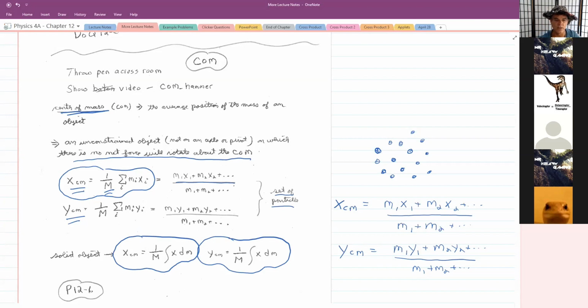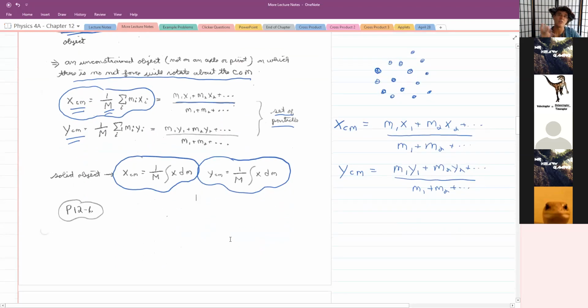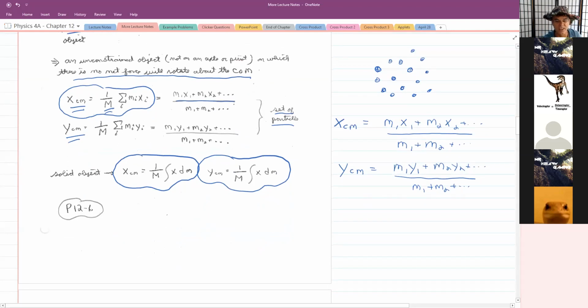I don't know if you've done this in your math class yet, but let me throw one thing out here because it's kind of cool. For a solid object, this integral is an integral with respect to mass. How do you integrate with respect to mass? You probably know from previous classes that the density of an object is equal to the mass divided by the volume, which means the mass of an object is equal to the density times the volume.